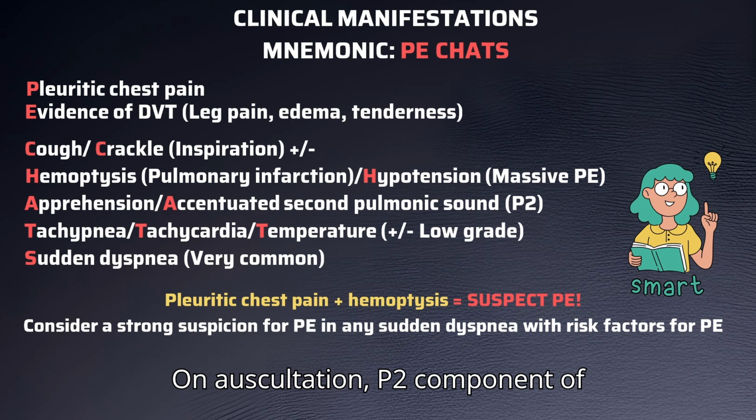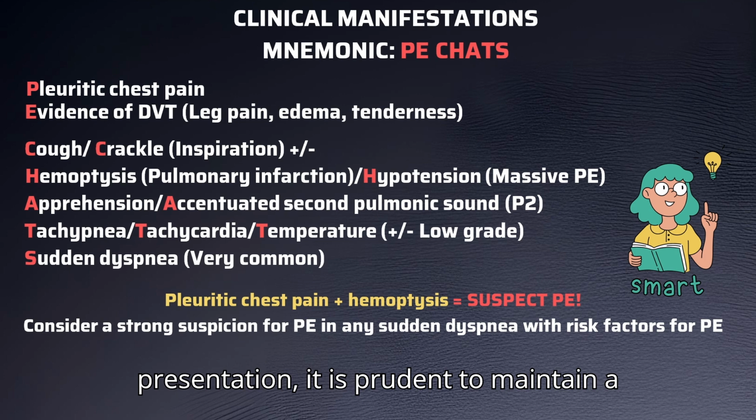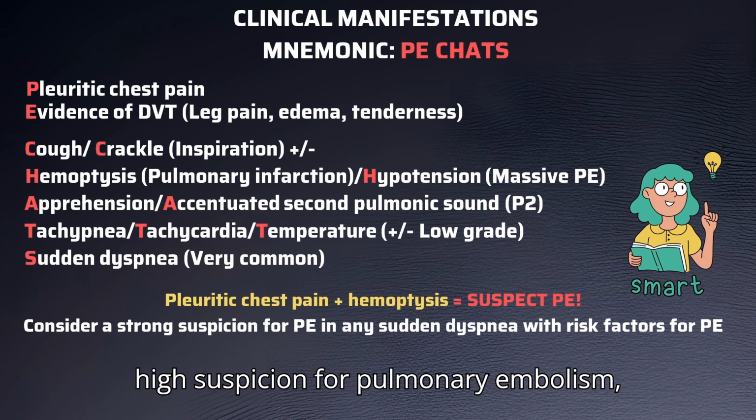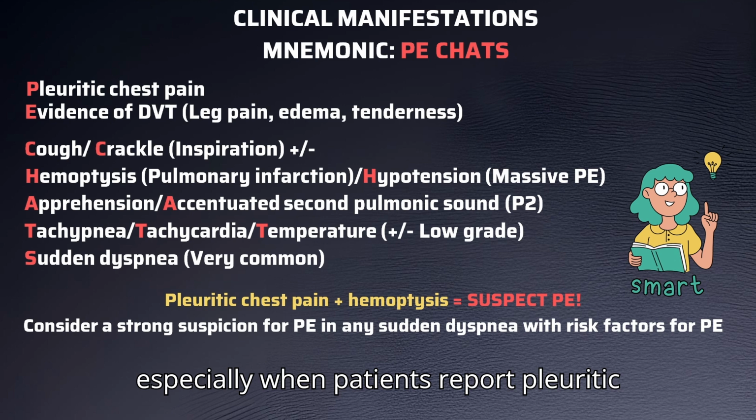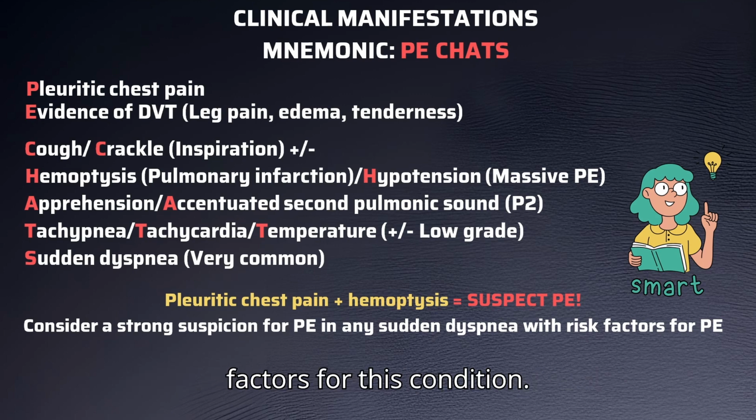On auscultation, the P2 component of the S2 sound is accentuated. Now, given this presentation, it is prudent to maintain a high suspicion for pulmonary embolism, especially when patients report pleuritic chest pain and hemoptysis alongside risk factors for this condition.